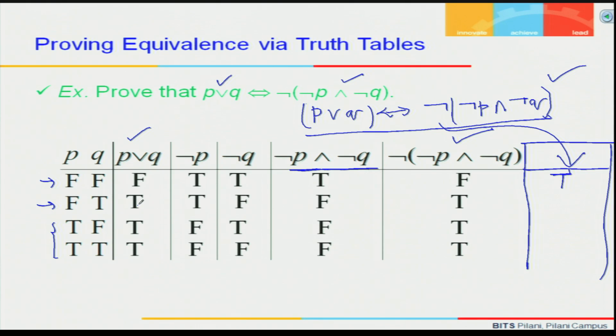Let us come to the second row. In the second row, P or Q is taking true as its value, and not P and not Q is taking true as its value. Hence, according to the very definition of if and only if, we get true as its value. In the third row, both values are the same, hence this particular compound statement will take true as its value.